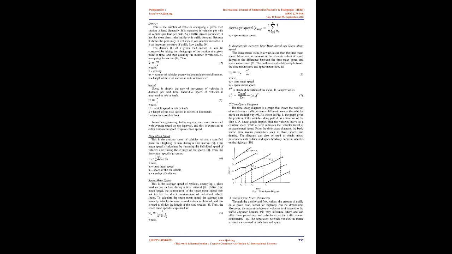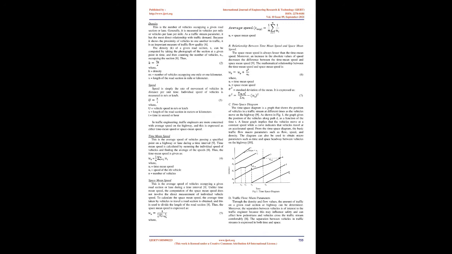Space mean speed. This is the average speed of vehicles occupying a given road section or lane during a time interval. Unlike time mean speed, the computation of the space mean speed does not involve the direct measurement of individual vehicle speed. To calculate the space mean speed, the average time taken by vehicles to travel a road section is obtained, and this is used to divide the length of the road section. Thus, the space mean speed is expressed as follows. See time-space diagram. The time-space diagram is a graph that shows the position of vehicles in a traffic stream at different times as the vehicles move on the highway.